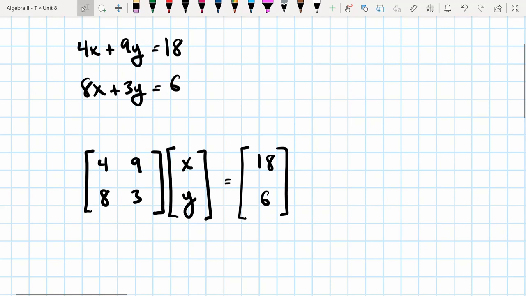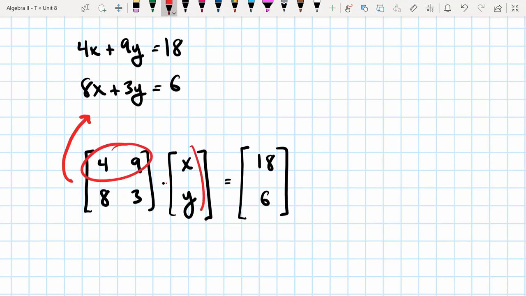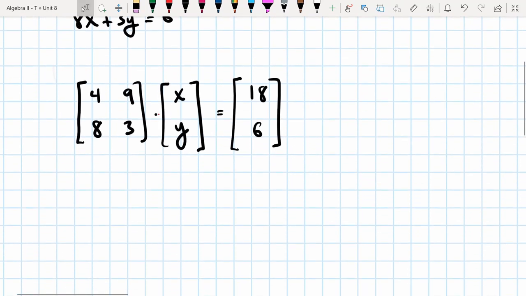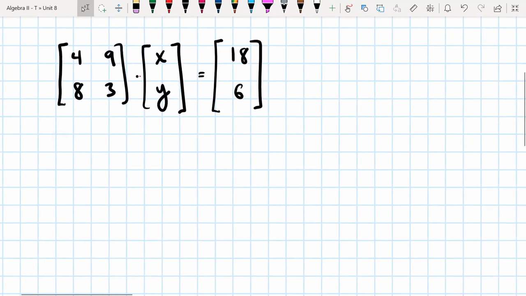I would encourage you guys right now to stop the video and see if you can work your way backwards from here to understand how the multiplication works. So we multiply this first row by this column, and then this second row by this column. And we actually end up with this equation over here on the left.